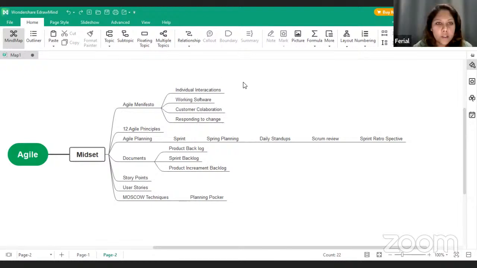So in Agile, we normally respond to change, even if it is late. So Agile, we have the Agile Manifesto. We have the 12 Principles of Agile. From the Agile Manifesto, we have individuals and interactions, working software, customer collaboration, and responding to change.